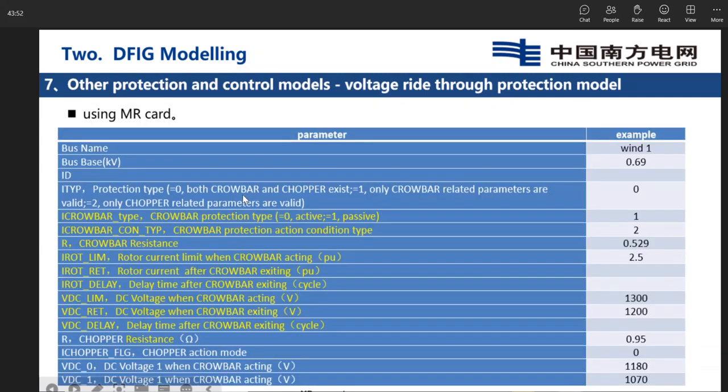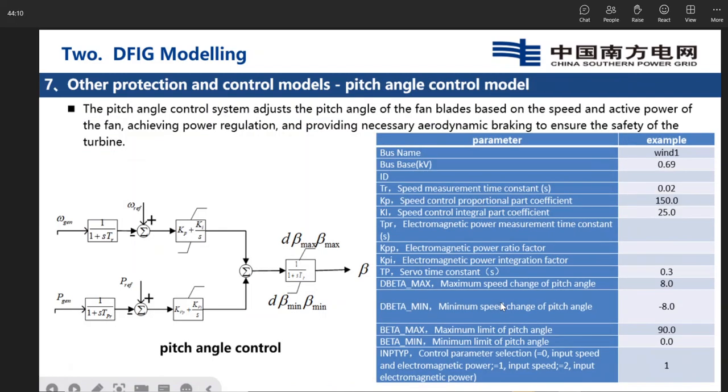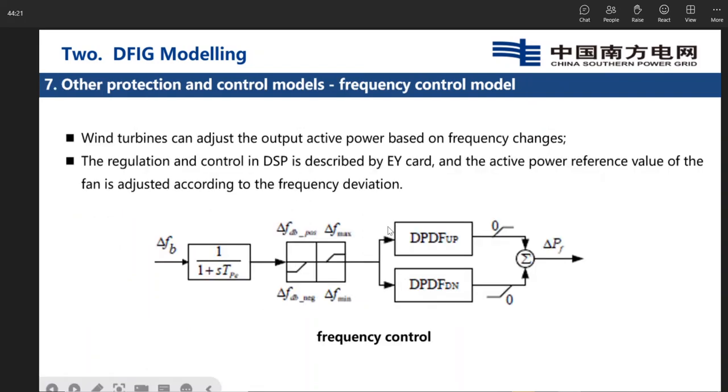We use the MR card to model the crowbar and the chopper. It contains all the parameters in detail. Next is the pitch angle control model, and it's very simple. Frequency control model.